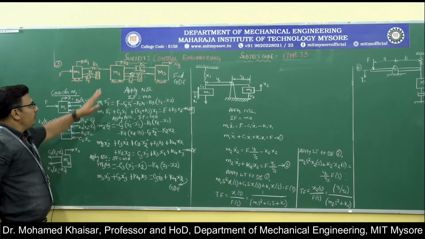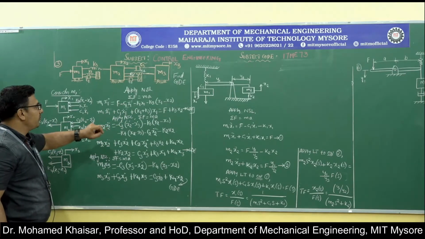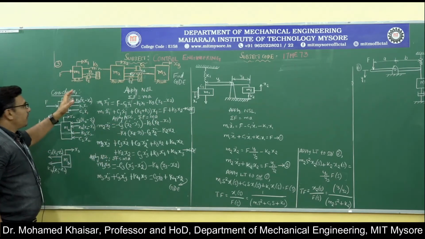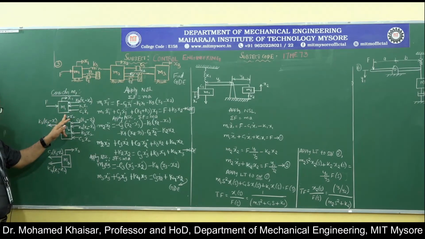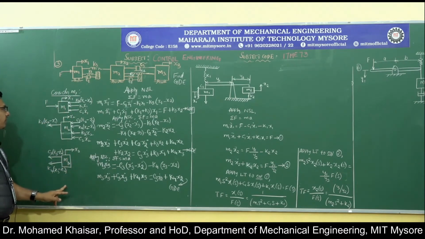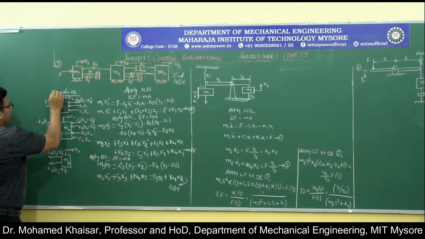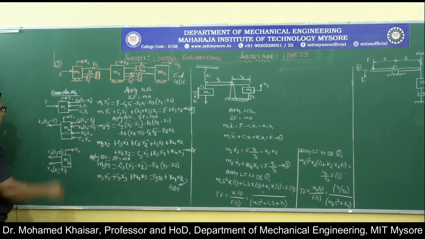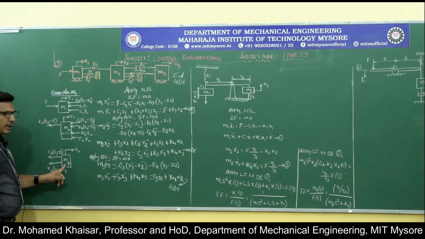So what was asked to be done is, we had to find out the governing differential equation for this particular system. How could we do it? We considered one mass at a time. Then we wrote the functional block diagram for all the three masses: mass m1, mass m2, and mass m3.